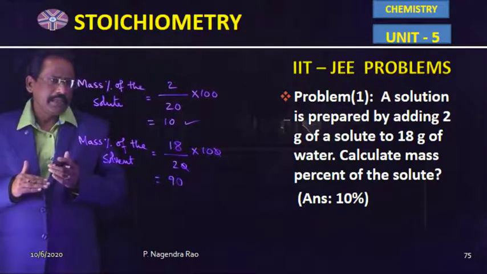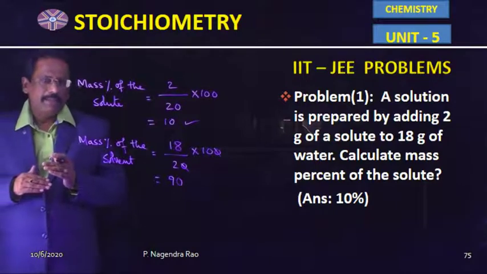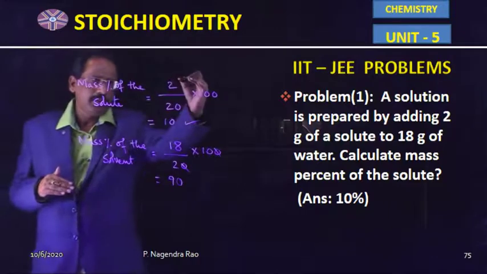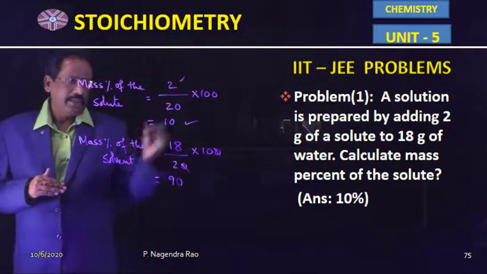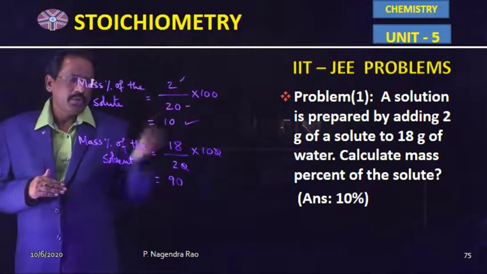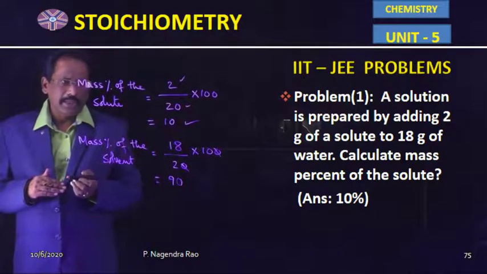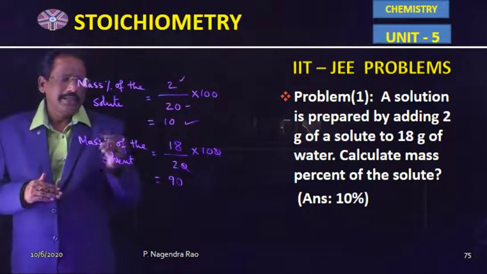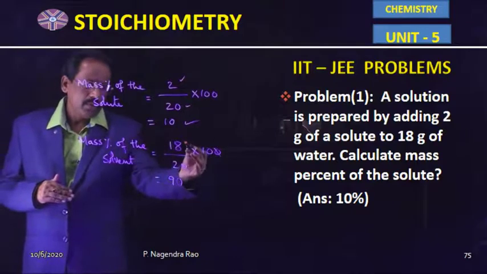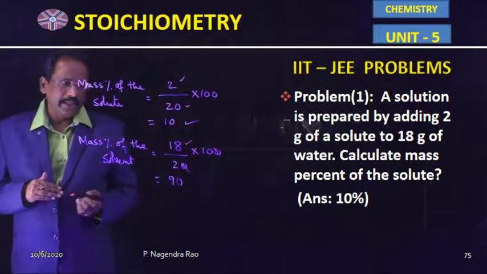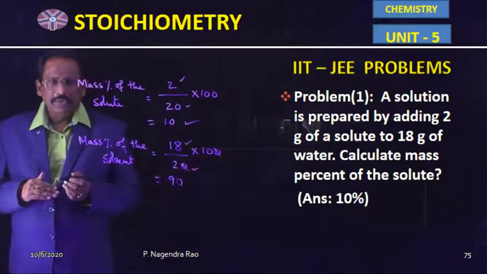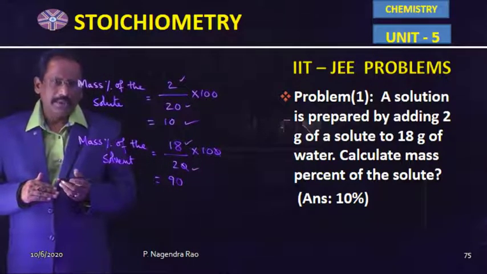So, the formula used to calculate the mass percentage of the solute is weight of the solute divided by weight of the solution, weight by weight ratio, into 100. Similarly, the mass percentage of the solvent is equal to weight of the solvent divided by total weight of the solution into 100.